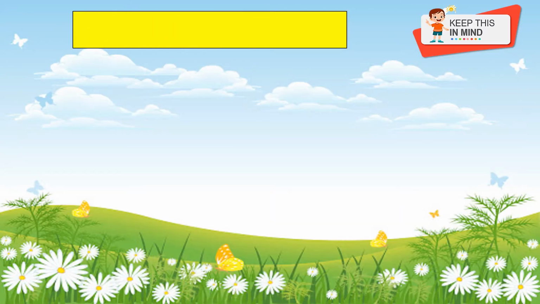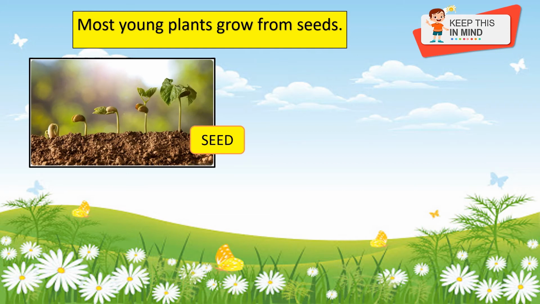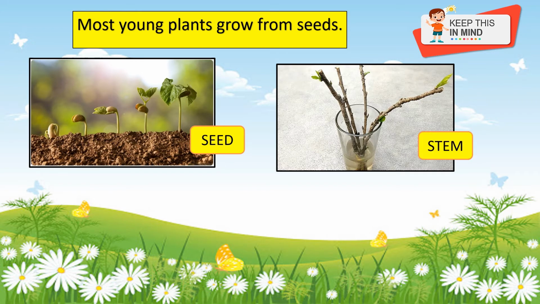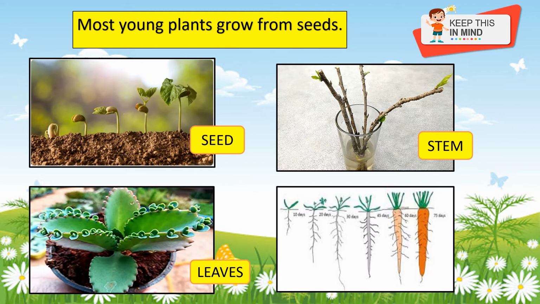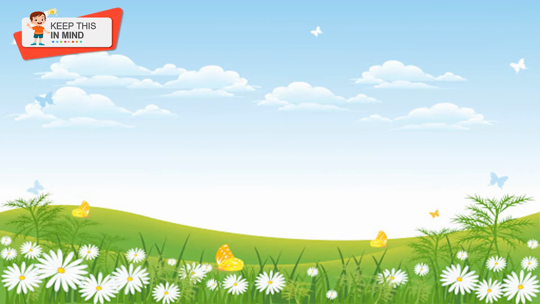Now, let's move on to plants. In plants, most young plants grow from seeds, but they can also grow from other parts, like a stem cutting of gumamela can grow into a new plant. Leaves of katakataka plant and carrot grow with the help of the root. Plants can only reproduce plants of their own kind.